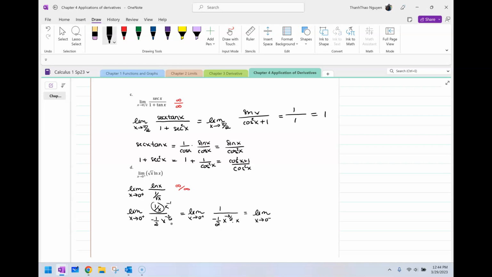That is the limit as x approaches 0 from the right of 1 divided by negative 1/2 x to the negative 1/2. So this is x to the 1/2 divided by negative 1/2. And the limit as x approaches 0 to the right, this is equal to 0.